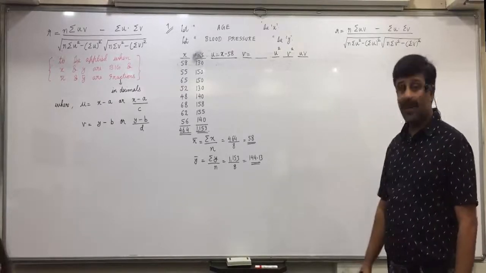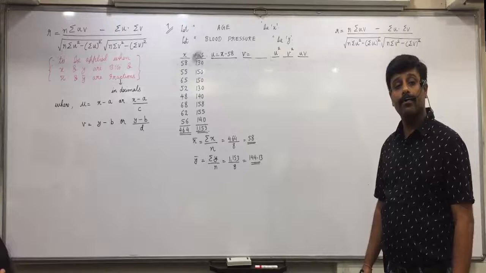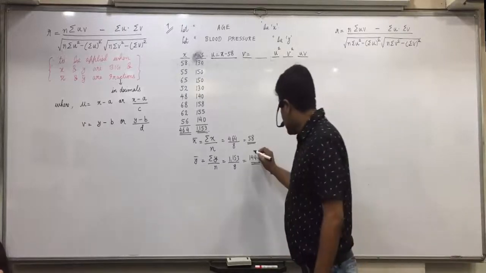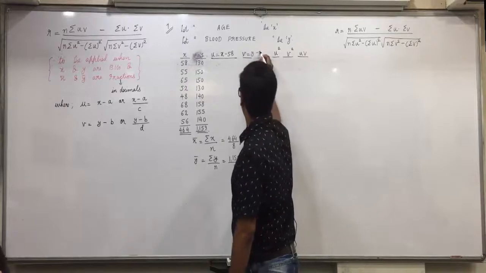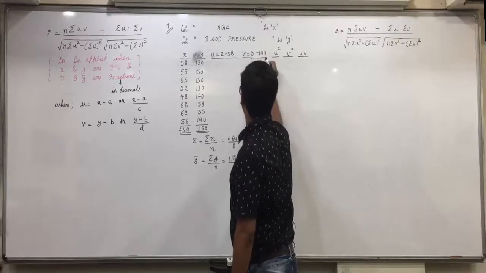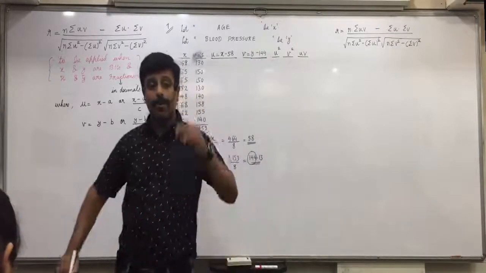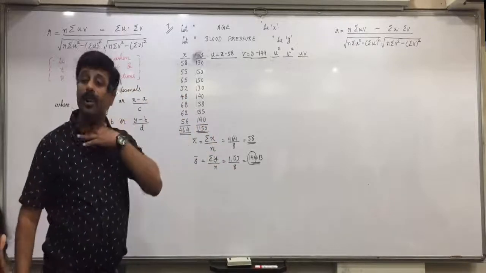Khushali, how will we obtain V? Y minus 144. Yes, here if you ignore the decimal, then we obtain V as Y minus 144. Anyone having any confusions in this? All are clear with it?